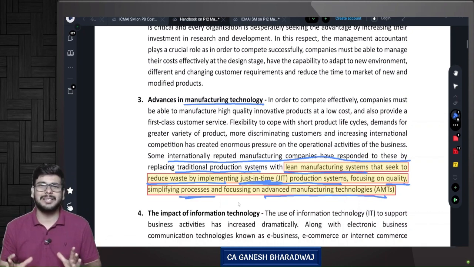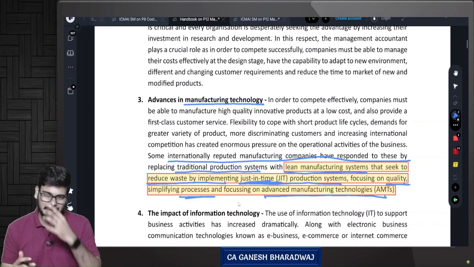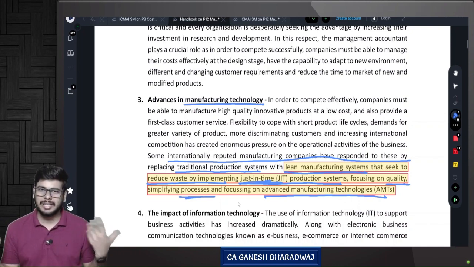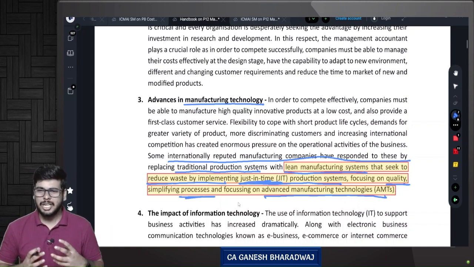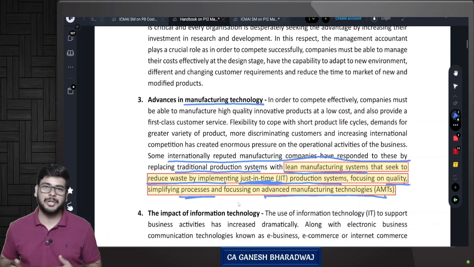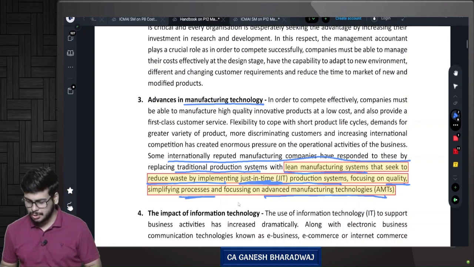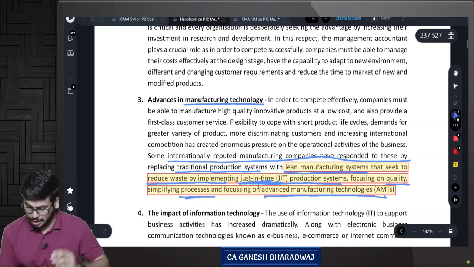See, the costing and management accounting concepts are all there in our real life. It's all there around us. Just that if you get the perspective right, you can look at the big picture and appreciate what the subject is all about. Are you clear with this? So reduce waste, this is called a lean manufacturing system.